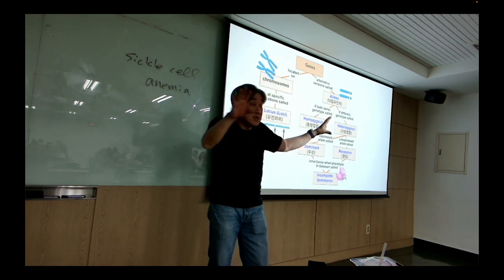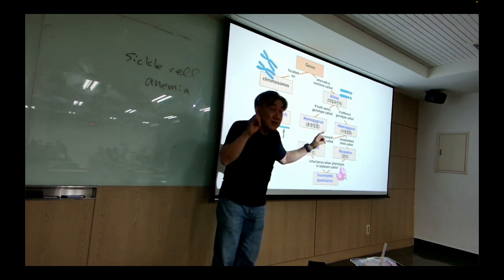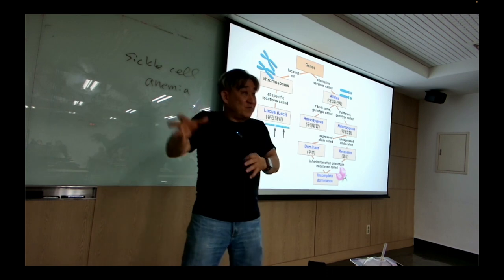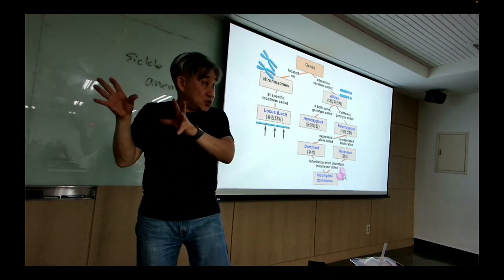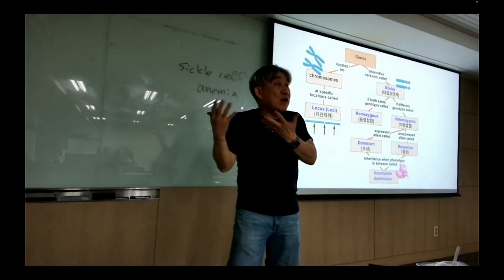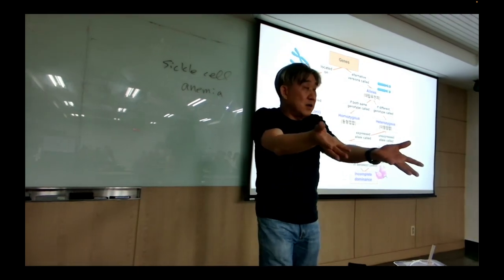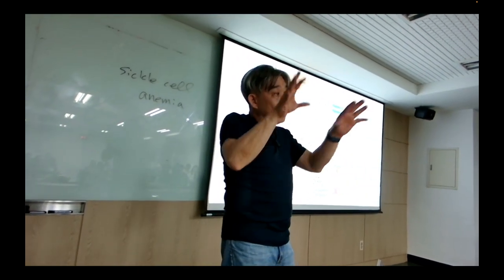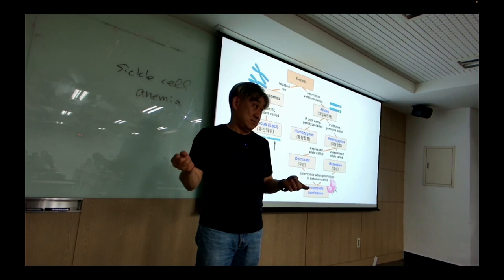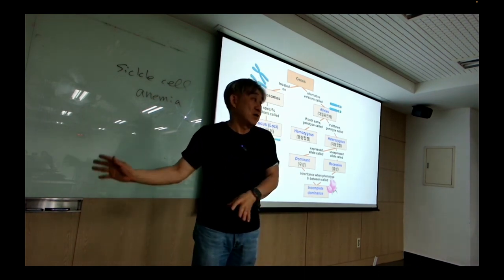Let's say you have an original gene function, like hemoglobin, carrying oxygen. But unfortunately, a mutation occurred on this gene. The outcome of this mutation is the loss of this original function. You cannot perform any function now. It's useless.